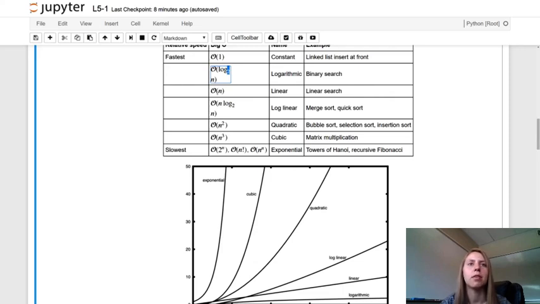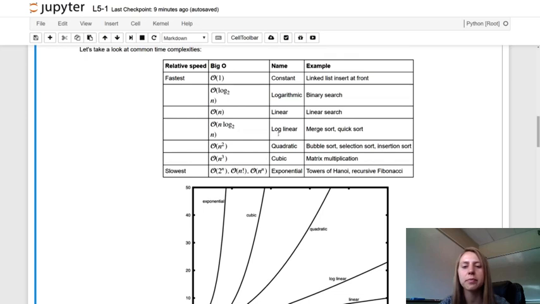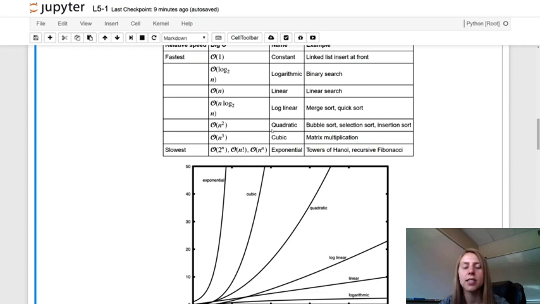Next is linear time complexity, big O of n. We saw this example in our printList function for example number 1. And this is also an example with linear search. Anytime we have to walk through n items in order to find something, or perhaps n items in order to print something out, then that is going to be linear time complexity. Next is log linear. This would be n log n. Good examples of log linear functions are sorting routines such as merge sort and quicksort, which we will cover here soon.